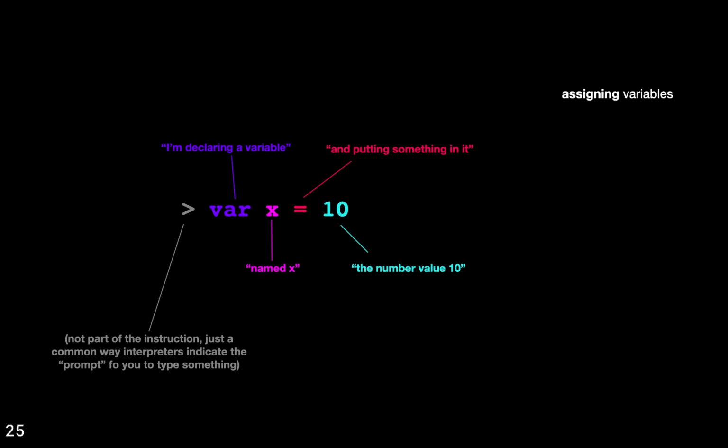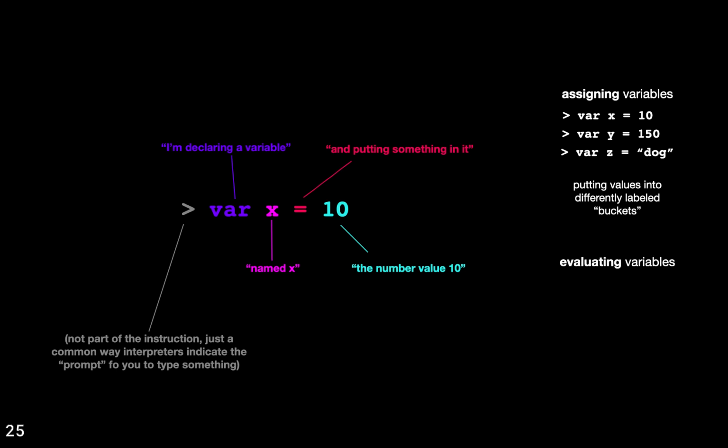Quick examples on the side here. So here are some examples of assigning variables. var X equals 10, var Y equals 150, var Z equals the string dog, whatever we want. We can put values into different labeled buckets. Then when it comes time to use them somehow or another, we can do the same thing we did with the operators, right? You can use operators on variables because the variables represent pieces of data.